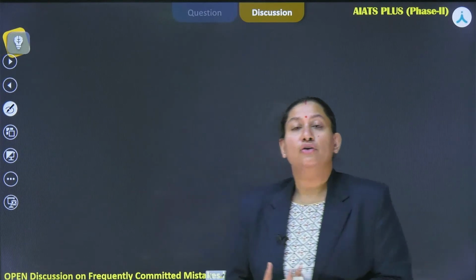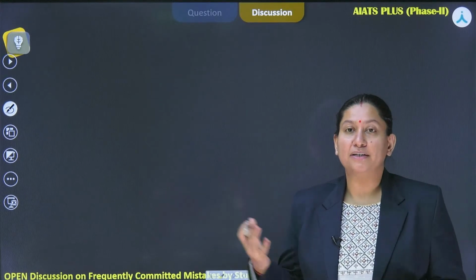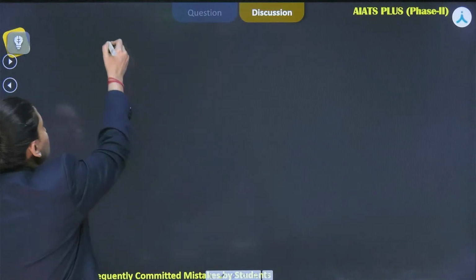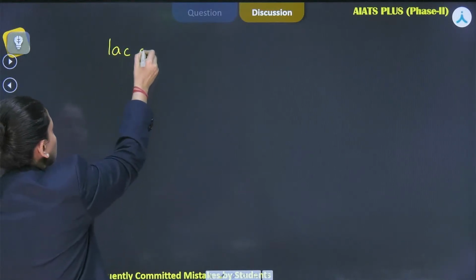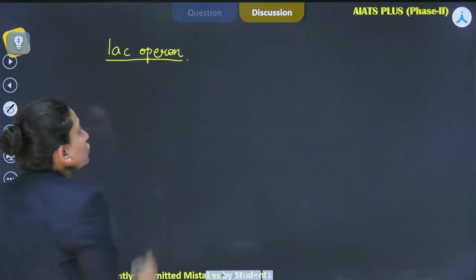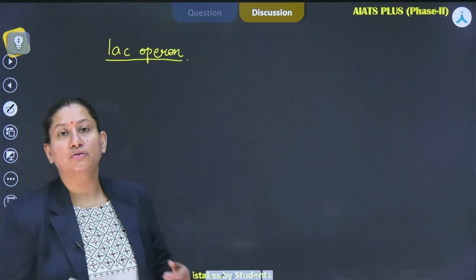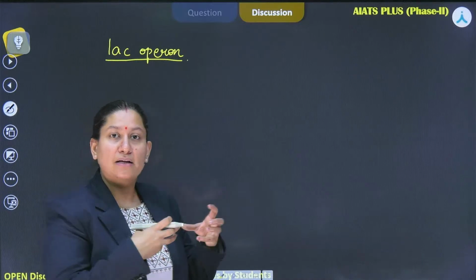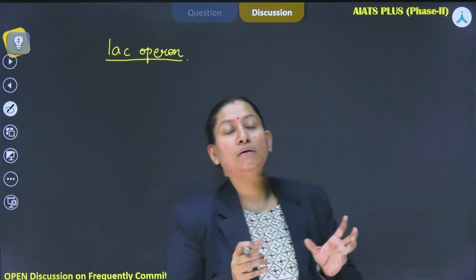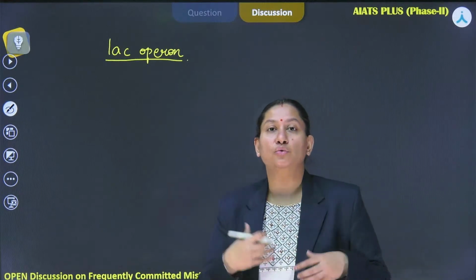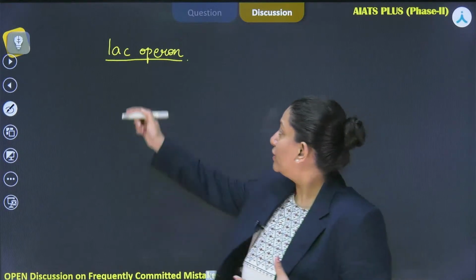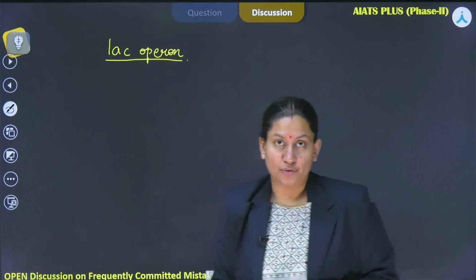Okay, so till that particular time, let's quickly revise the lac operon as well. When we talk about the lac operon, obviously there will be a sequence of genes. They function in conjunction with each other so that they can control the metabolism of one particular molecule. Over here, that molecule is going to be lactose, right?